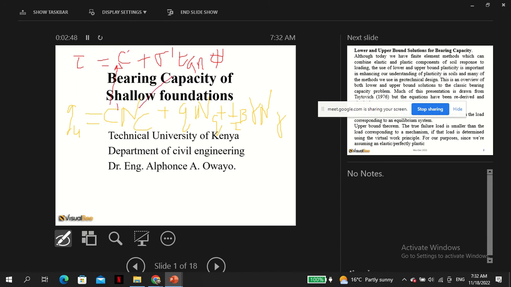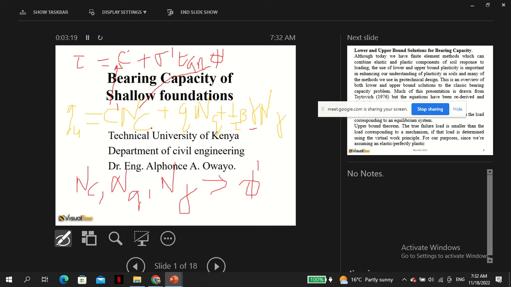So this C is C there, and these values N C, N Q and N gamma depend on phi. Those values depend on phi. Of course, this gamma is the unit weight and B is the width of the foundation. So you can see how these things are tied together.